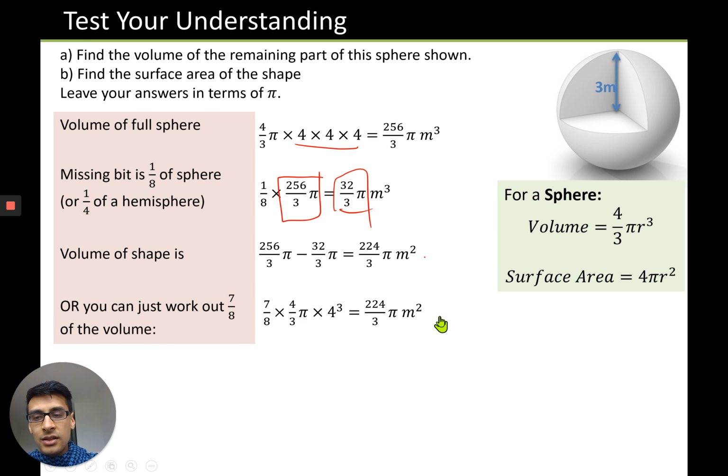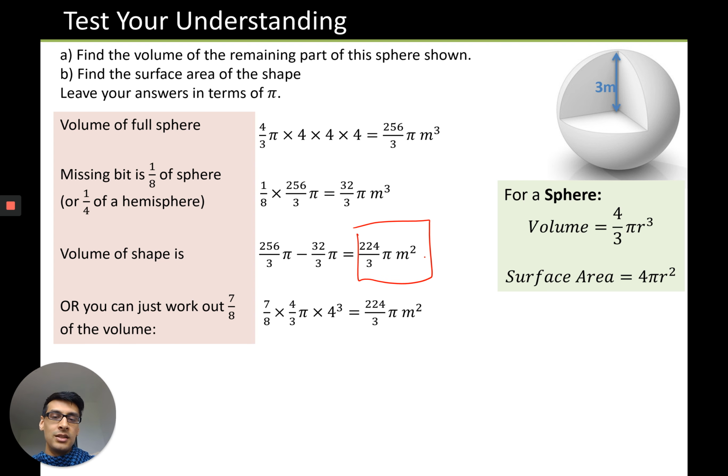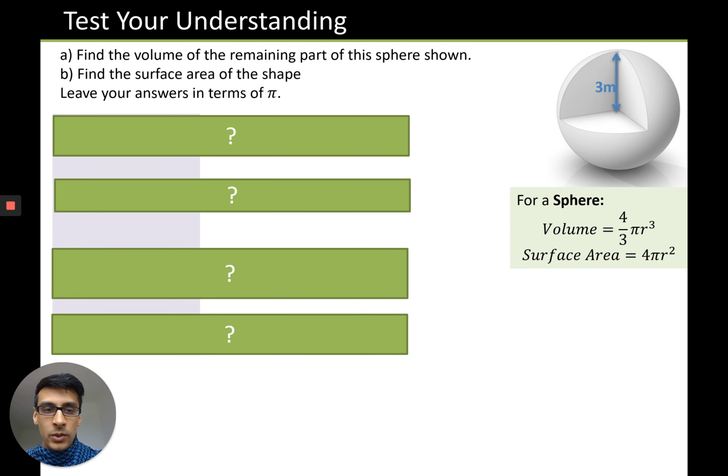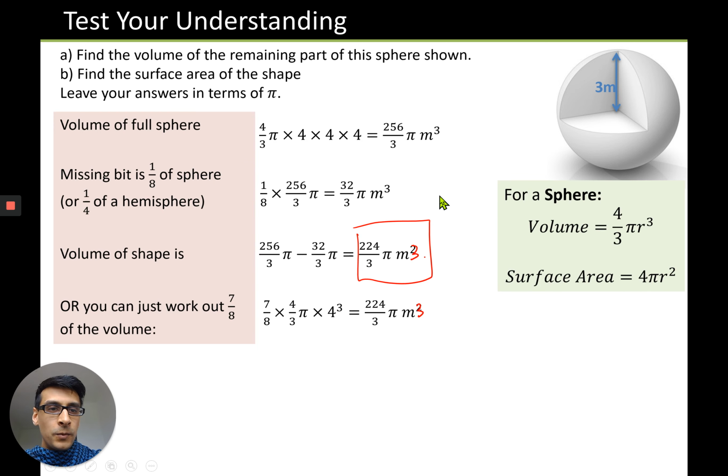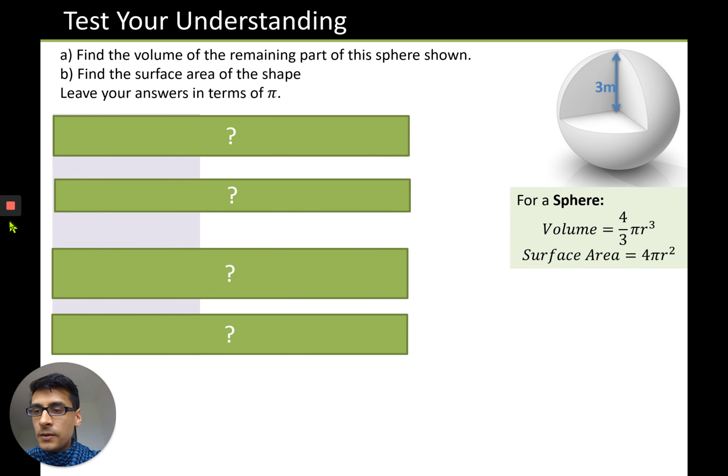And as I said, another way to work it out, which is a bit more efficient, is just to do 7/8 of the volume of the sphere, and you get the same answer. So the final answer you should have all got is 224/3 pi meters cubed. That should be cubed. That was my intentional mistake there, just to see if you're paying attention. Well done for spotting that. Right, so second question here.